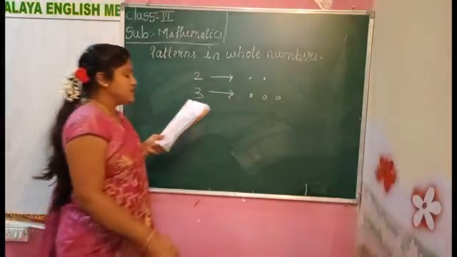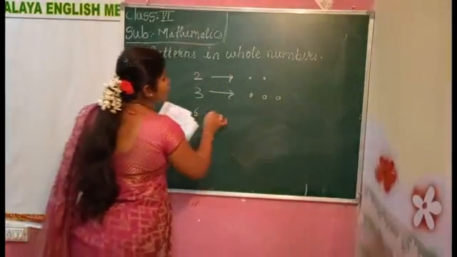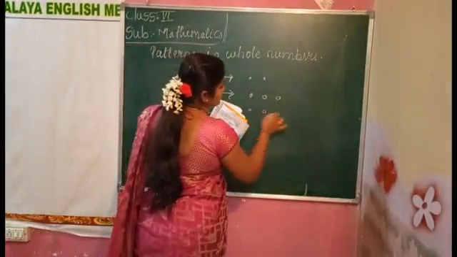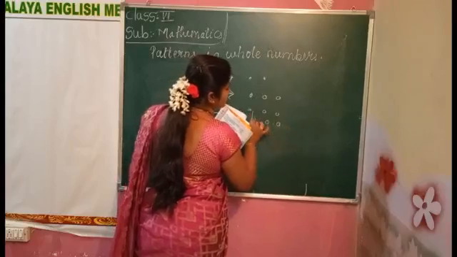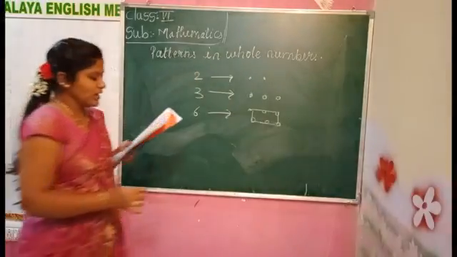Okay, now some others we can take in a rectangle format. 6 can be shown like this. How the 6 can be shown like this.